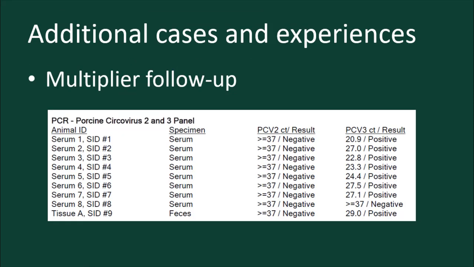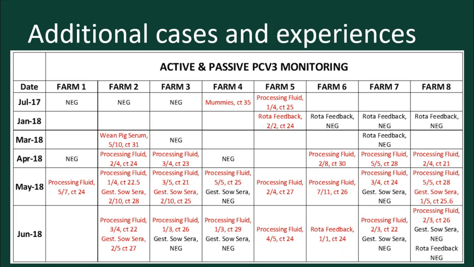So we followed up with that case, went back to the multiplier, and started bleeding individual pigs. Highly positive for PCV3, negative for PCV2. Additionally, we had feces that were positive for PCV3 at fairly low CTs. Dr. Arruda mentioned CTs of 25 or below, and we consistently found that in most samples. We've got a couple of outliers, and the feces were a little bit higher as well.